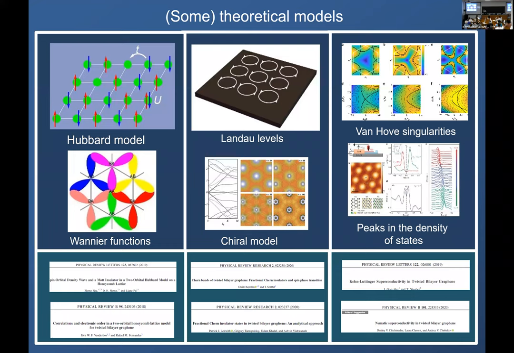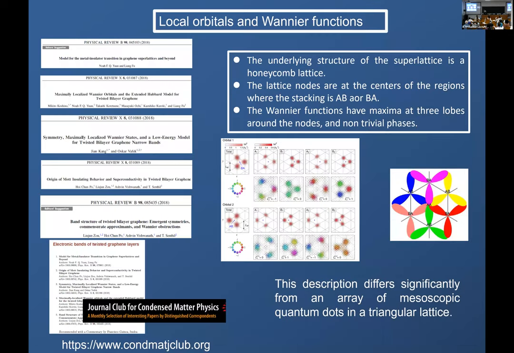Because of the complexity of the model, this is just a cartoon. We theorists have tried to analyze it from many points of view. The Hubbard-like picture will require first the knowledge of the Wannier functions, which is a quite challenging task. People have used the chiral model and extensions and exploited it in order to show similarities with Landau levels, which is the other clear case of flat bands in condensed matter. And then in two dimensions, the density of states diverges. That, of course, enhances the role of interactions. There are the Van Hove singularities, which are expected to play a major role in what happens in the phase diagram.